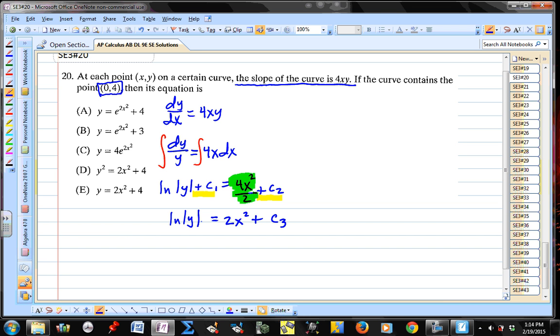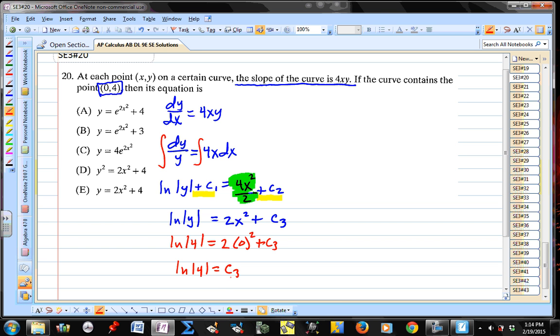Once we're down to one term involving the constant, we can substitute the values 0 and 4. We can substitute at this point or any point after this step. Let's substitute now and solve for c sub 3. We're going to say that the natural log of 4 is equal to 2 times 0 squared plus this third constant. Now the natural log of 4 is equal to the third constant.